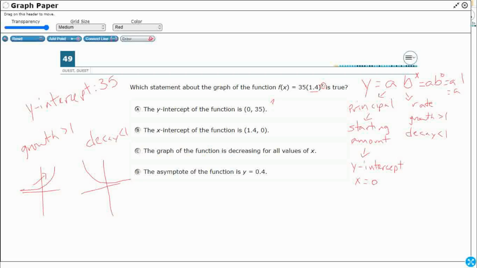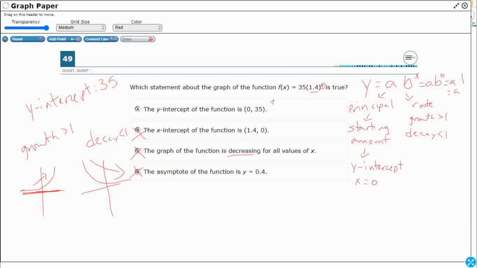And so take a look at this. We can talk about C right here. The graph of the function is decreasing, right? That's saying it's a decay rate. We know that's incorrect because it is 1.4. It is a growth rate. The asymptote is not going to be y equals that. The asymptote is always going to be that x-axis unless they do something to shift it up or down. And there is no x-intercept because the x-axis is your asymptote. It never reaches it. It gets closer. So yeah, our best answer is going to be A.